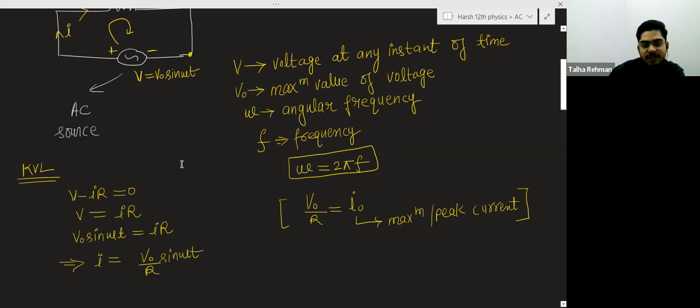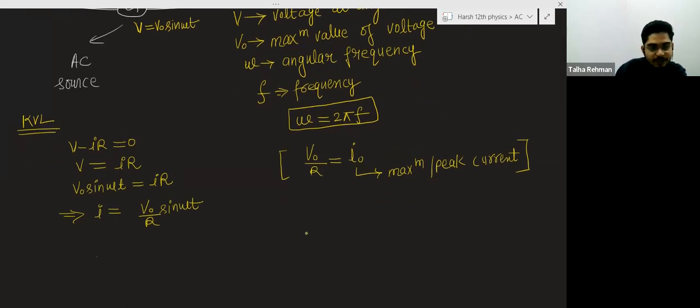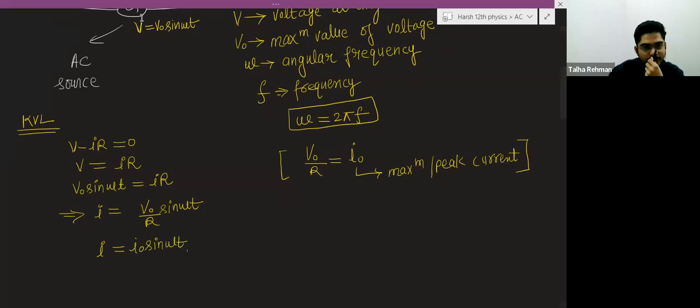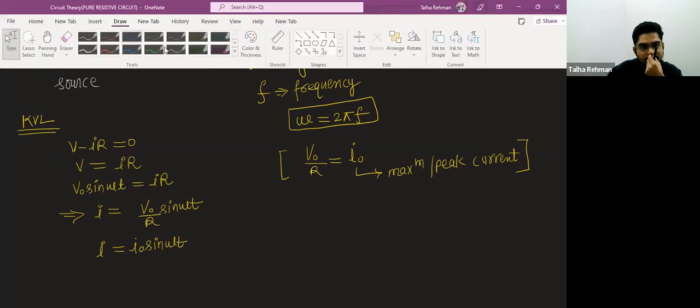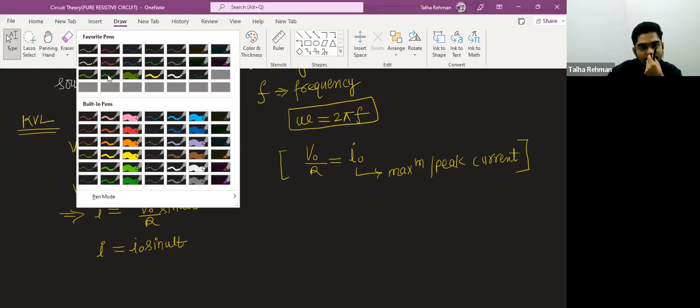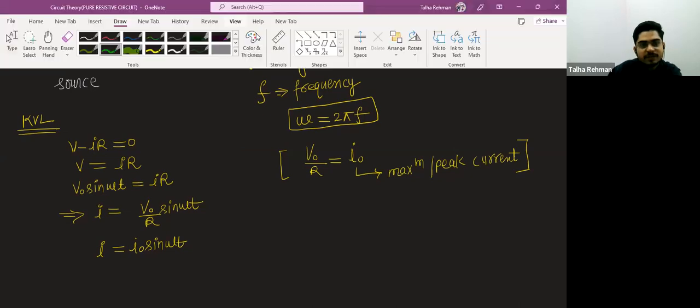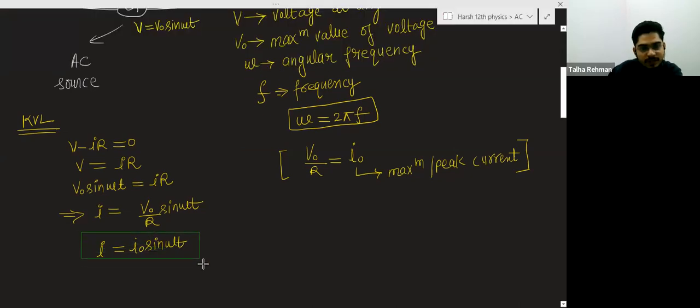Now you can see here, the value of V naught by R is I naught. So I can write the equation of the current: instead of V naught by R, I can write I naught. So I is equal to I naught sine omega t. Basically, this will be the equation of the current in the purely resistive circuit.